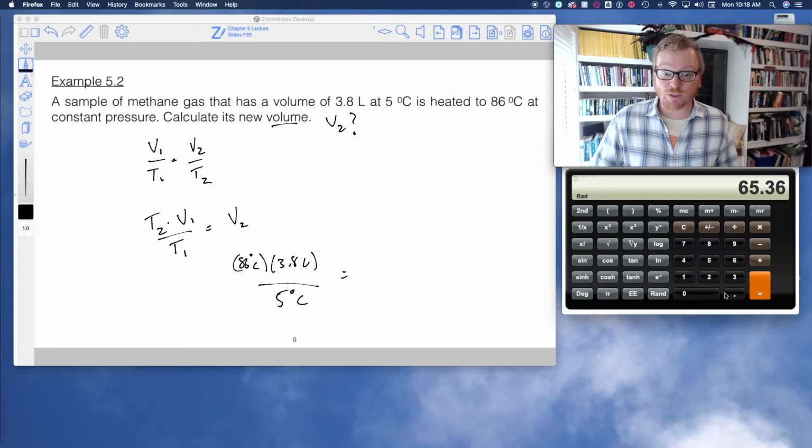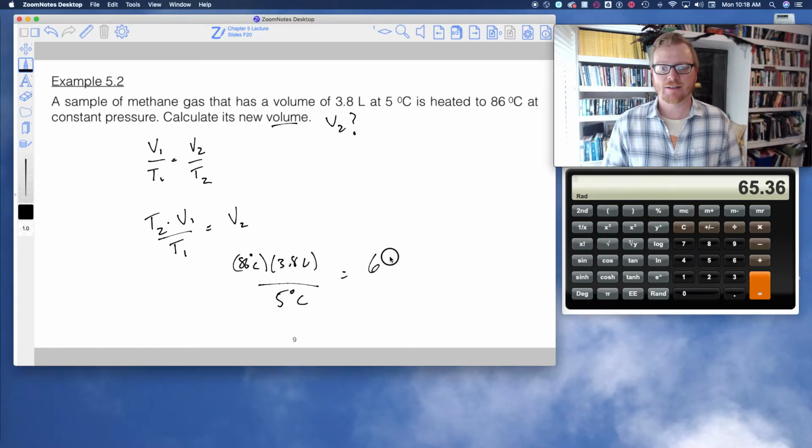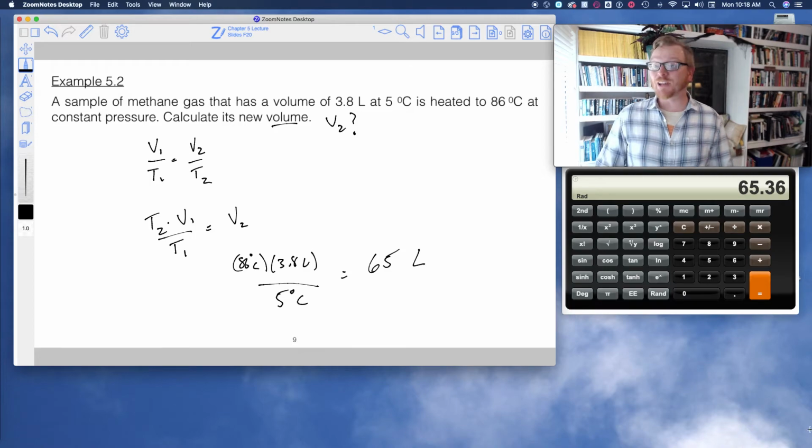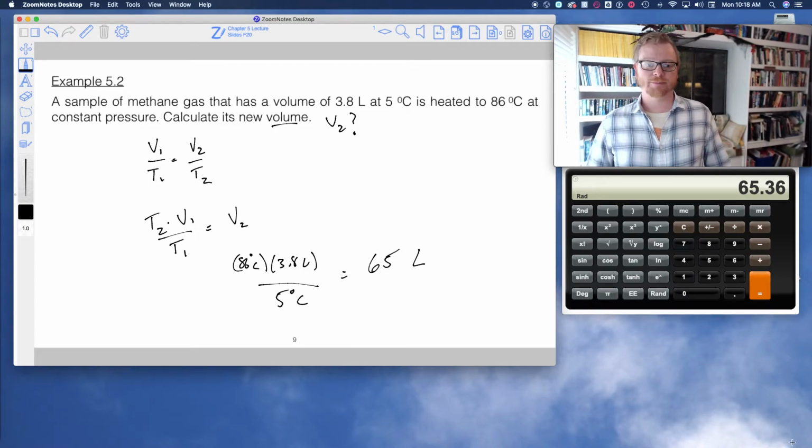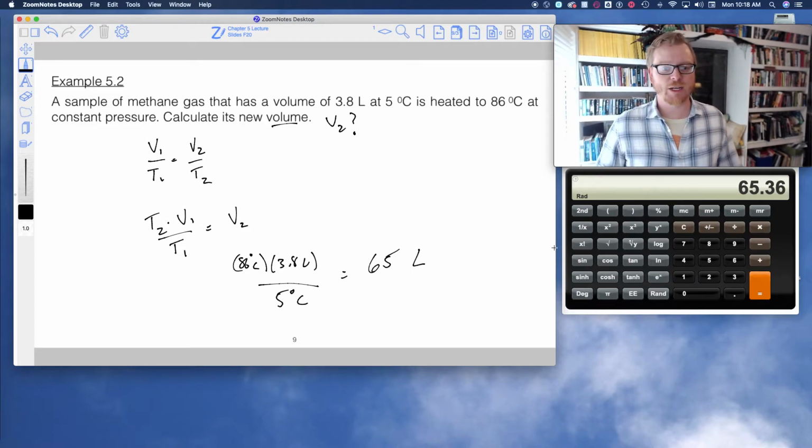That's some serious expansion, right? That's huge, okay? 65 liters to heat that thing up. That's major, okay? Pretty cool. Okay, so moving along.